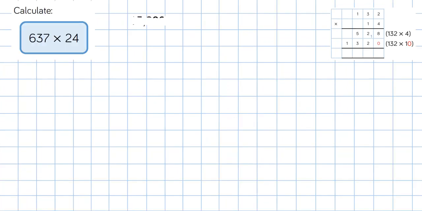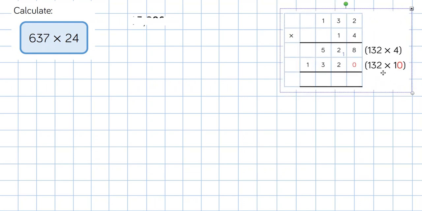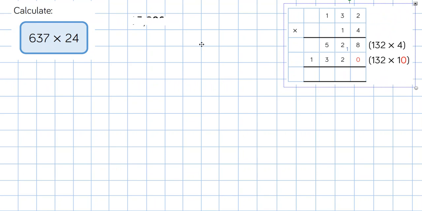Okay, another one for you to have a go at. I'm not going to write down the method because I've given you an example up here like I did last time. I'll make it a little bit bigger for you to see. So can you use this method to calculate this number for me, please? When you've had a go, I'll show you the answer.